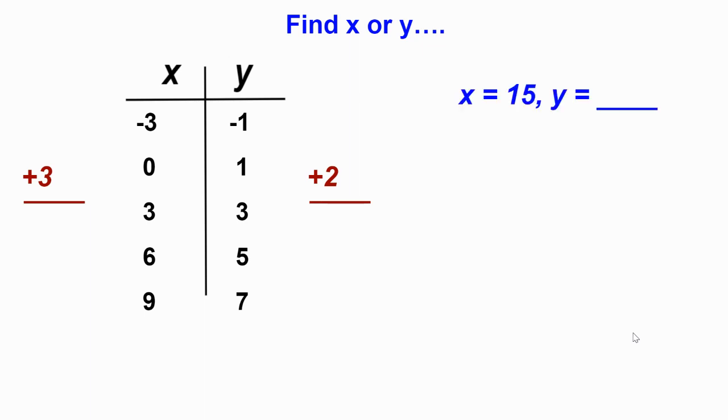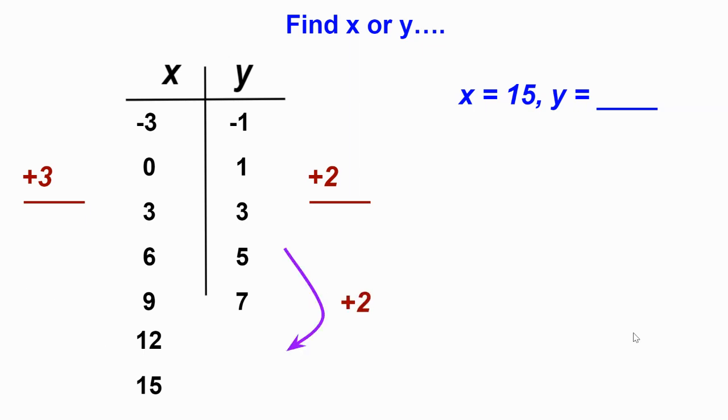So what if we have x equals 15? Notice, we don't have 15 in the x column, but we can see the numbers are increasing by 3. Well, I just need to continue adding 3 in the x column, right? So I do 9 plus 3. I get 12. Well, notice I'm not at 15 yet. Let me add another 3. What's 12 plus 3? There's 15, right? So I just got to find the pair, the y part that goes with that. So what am I doing in the y column? I'm adding 2.